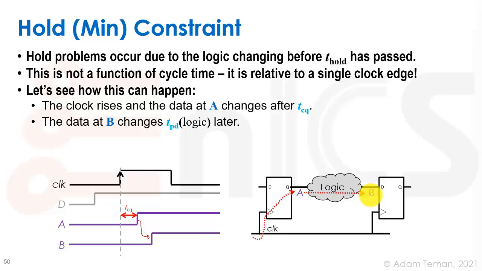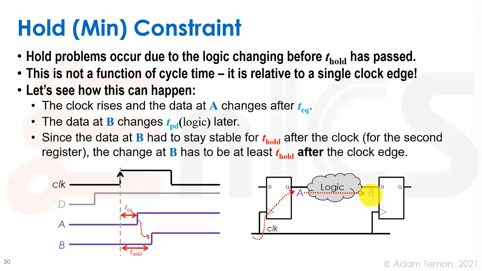That the change at point B happened more than T hold after the clock rise. So we take the same clock edge. We do not have any following clock edge here. We say at this clock edge, we want to see that the data did not change anywhere before that, because we're looking now at this flip-flop, and we want to see that B didn't change until T hold passed after this clock edge rose.